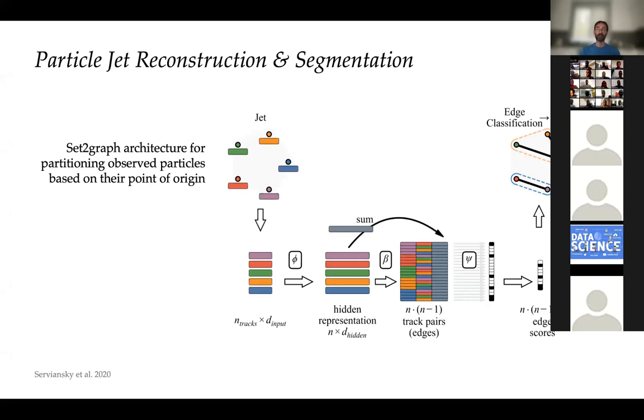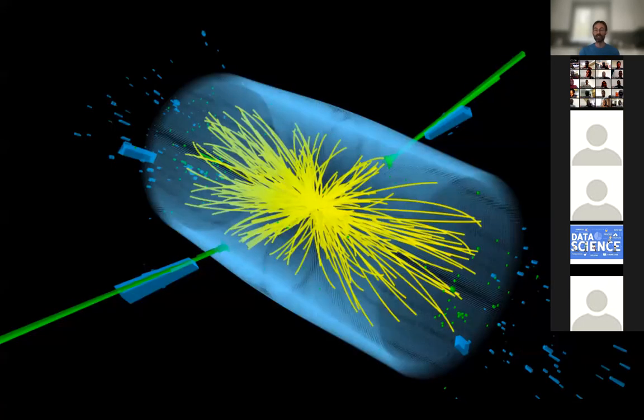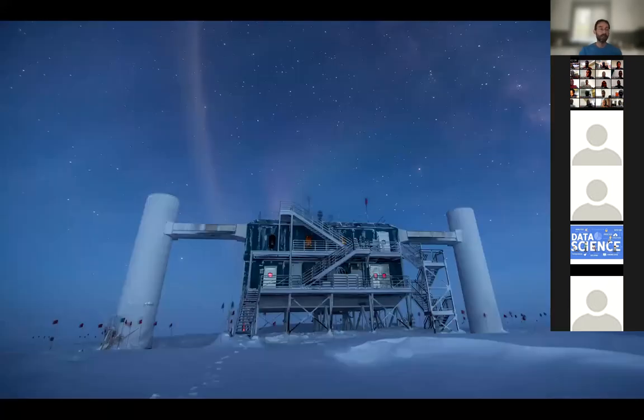This is the very basic pre-processing step that you need to do in order to make any order in this kind of messy shower of particles that is generated and detected in the collider. Another interesting problem is detecting actual events and modeling detectors.